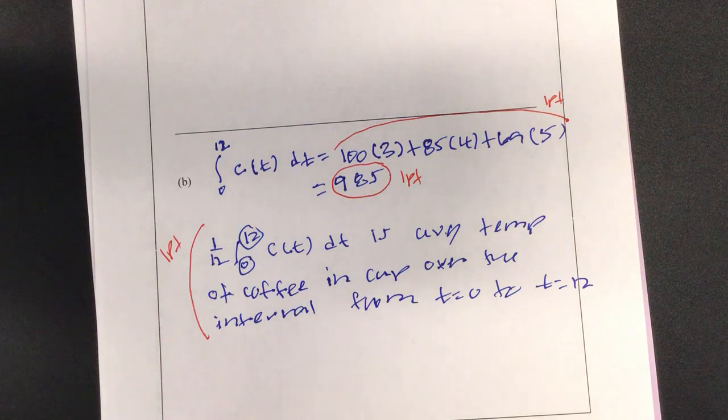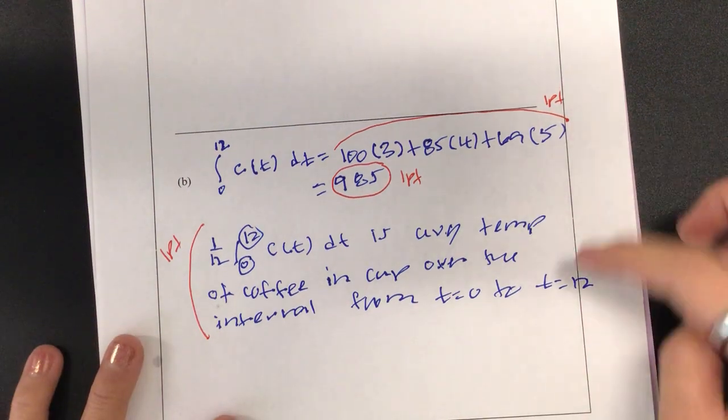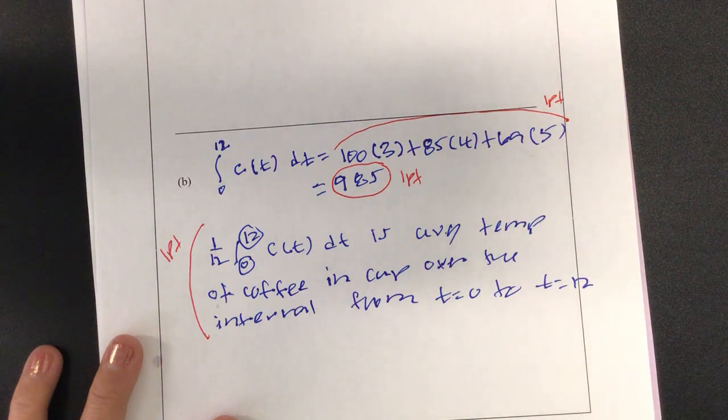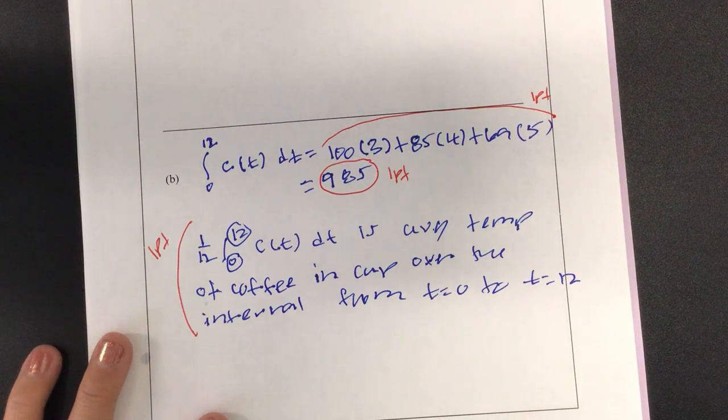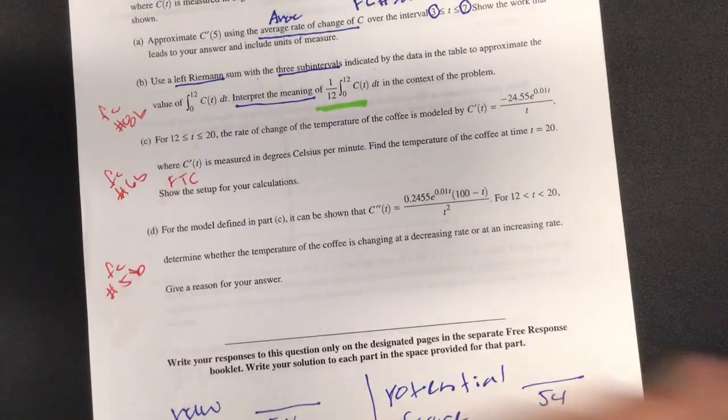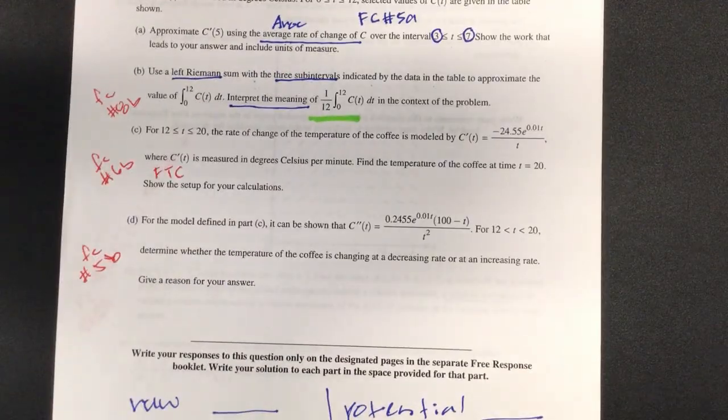All right? Now let's go on to part C. Okay, I'm going to move this over. If you're ready, give me a thumbs up. That's the average value. When you divide it by the time interval, it's the average value. Okay, now let's go on to part C.